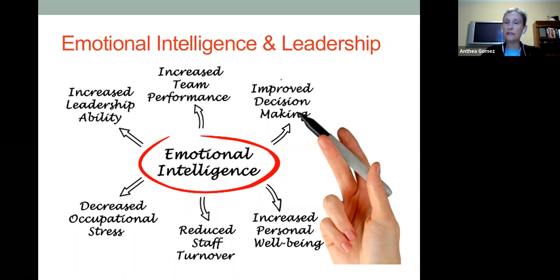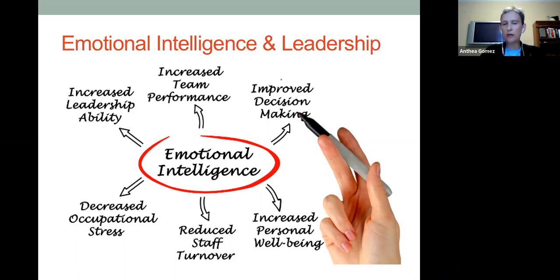Now, if I have high emotional intelligence, my decision-making will be improved because I will seek input from others. I'm going to take the time to make an informed decision as opposed to being impulsive. That alone is going to make the team feel that their opinions have been heard. So it increases team performance. It would decrease the occupational stress. And then, of course, hopefully also decrease staff turnover. All of that combined shows that my emotional intelligence, if it's high, also increases my leadership ability.